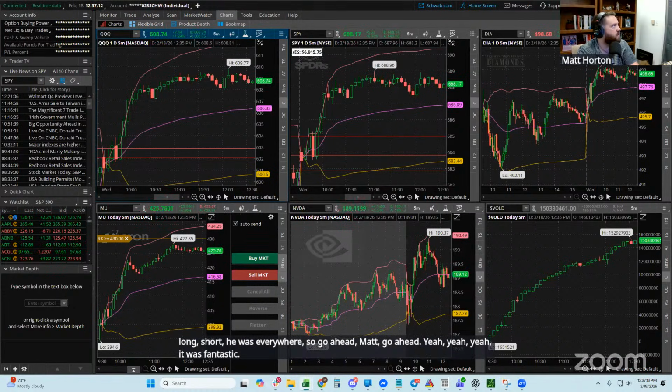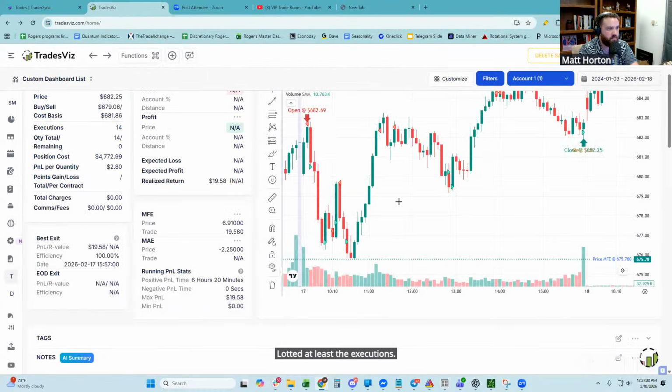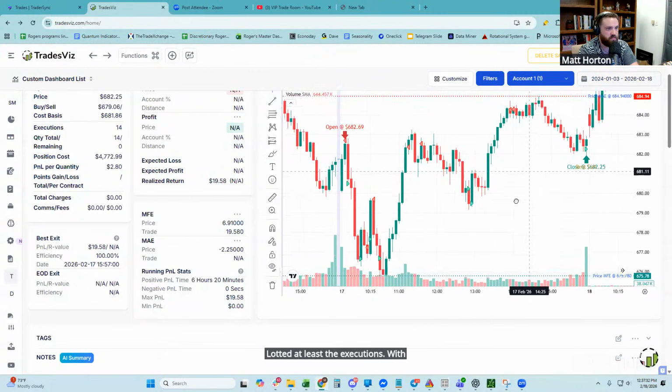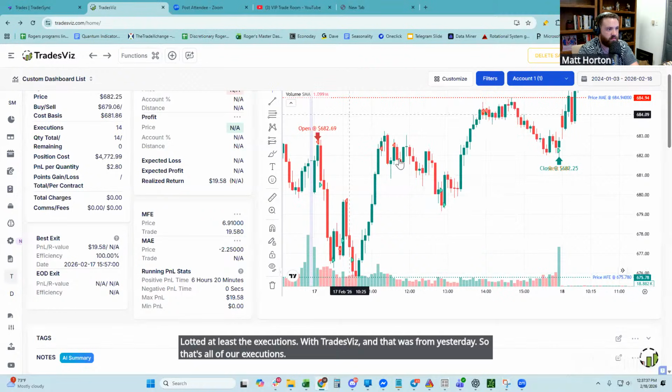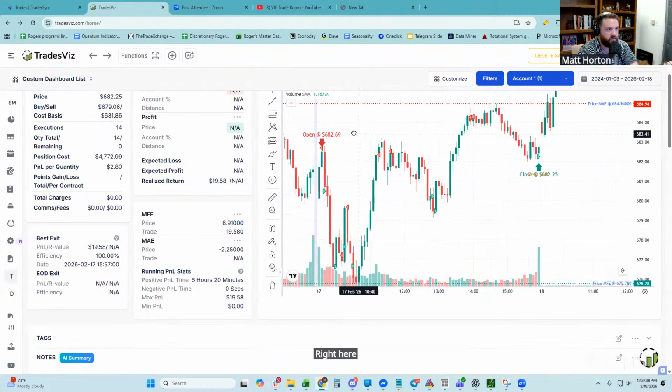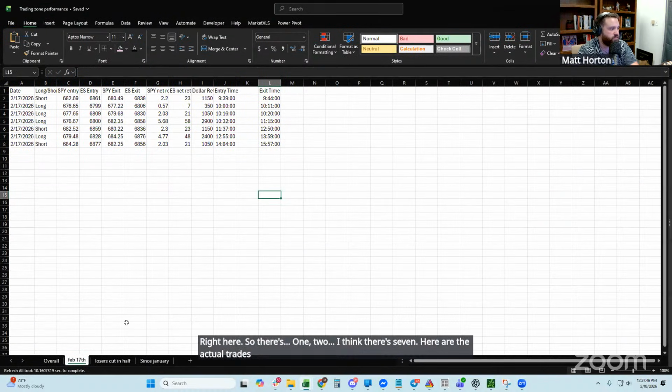So I have a couple different ways we can go through this. See what you guys think is best. So I have them plotted, at least the executions, with TradesViz. That was from yesterday. So that's all of our executions right here. There's 1, 2, I think there's 7. Here are the actual trades right here.